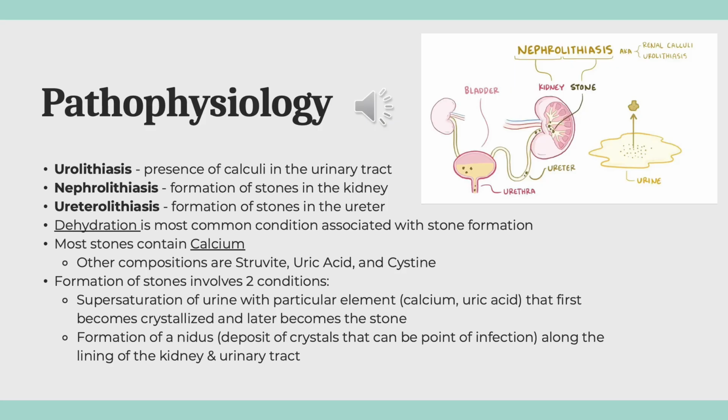Renal calculi, or kidney stones, form when crystals in the urine aggregate or clump together due to supersaturation. So let's start by defining some key terms first. Urolithiasis refers to the presence of calculi anywhere in the urinary tract. Nephrolithiasis describes stones that are formed in the kidneys, while uterolithiasis refers to those that are forming in the uterus.